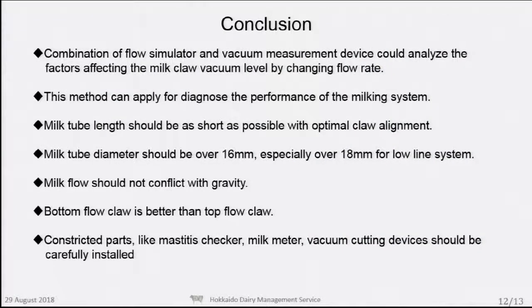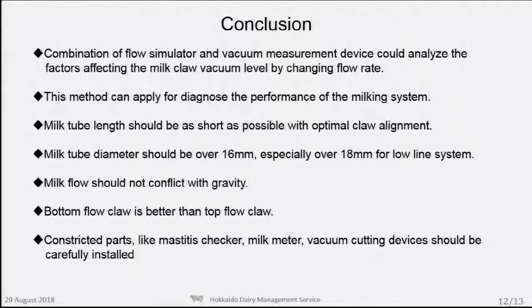Conclusion. Combination of flow simulator and vacuum measurement device could analyze the factors affecting the milk flow vacuum level by changing flow rates. This method can be applied to diagnose the performance of the milking system. Milk tube length should be as short as possible with optimal claw alignment. Milk tube diameter should be over 16 mm, especially over 18 mm for the low line system. Milk flow should not conflict with gravity. Bottom flow claw is better than top flow claw.